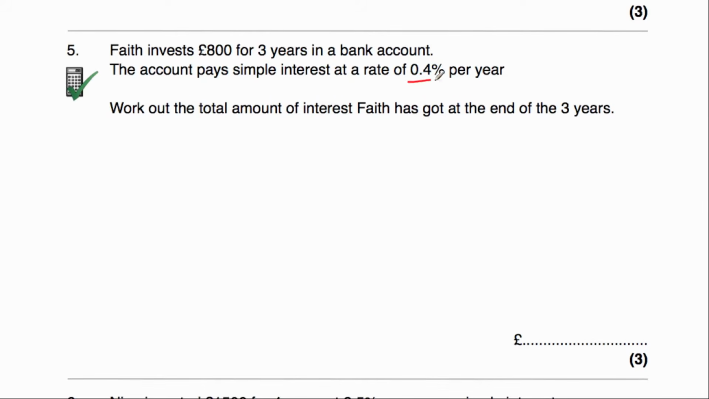So we want to start off by finding 0.4%. So we're going to work out 0.4% of £800. So we'll take our 800, and you can either do this in one of two ways. We could use a multiplier, and I'll talk about that in a second, or we could divide by 100 to find 1%, so that would be equal to 8, and we'll take our 8 and we'll multiply it by the percent we want, which is 0.4. So we multiply by 0.4, and that would be equal to £3.20.